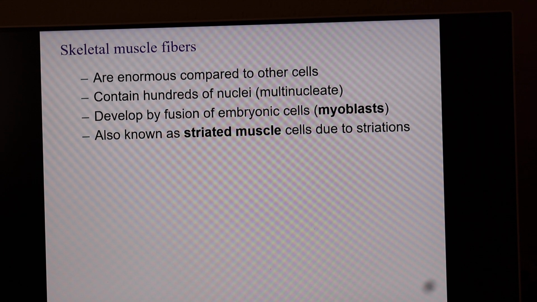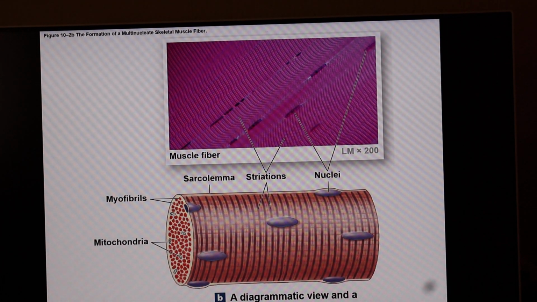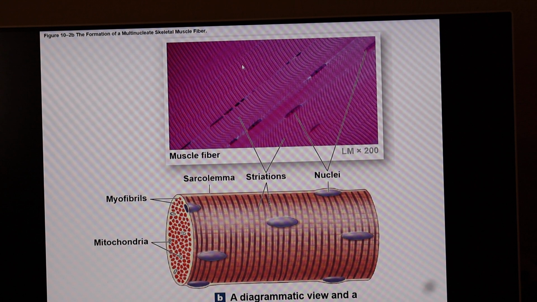They are also known as striated muscle cells due to striations. You'll see in the picture. These are the striations of the skeletal muscle, and hence sometimes it's referred to as a striated muscle. These are the striations as labeled here. And we said they have more than one nucleus. You can see this is the nucleus, this is the other, so there's more than one nucleus.